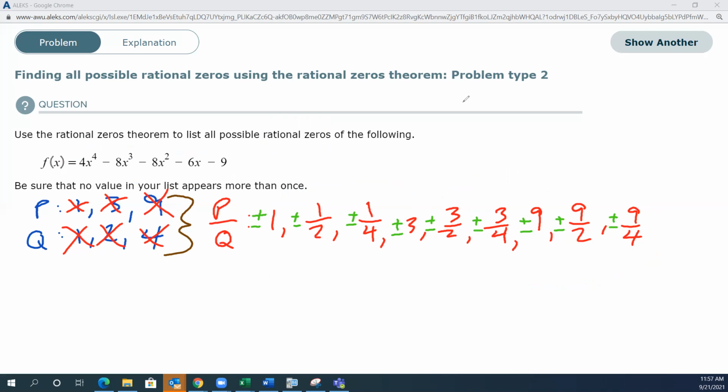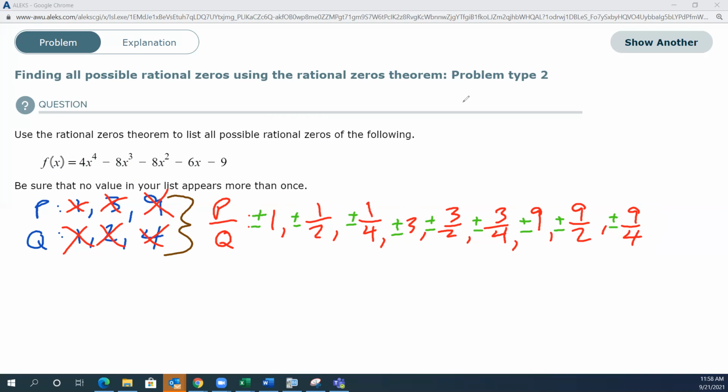Okay, so we need to plug each of these numbers: 2, 4, 6, 8, 10, 12, 14, 16, 18. We need to plug each of those 18 numbers into the function, plug them in for x, and see if they are zeros of the function. See if they make the function, the y, equal to 0.